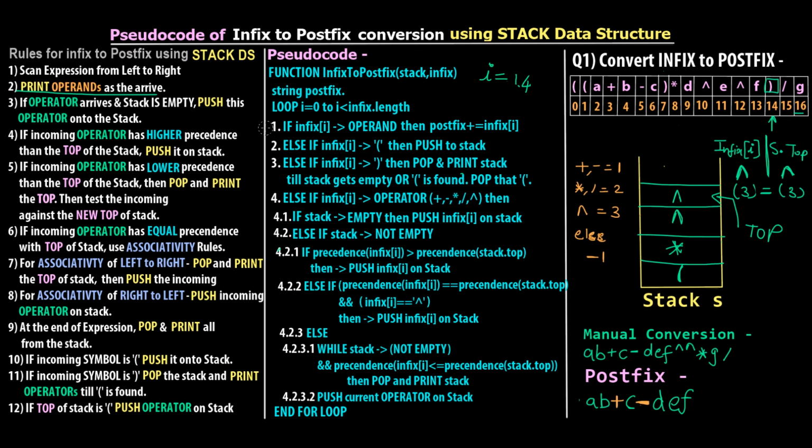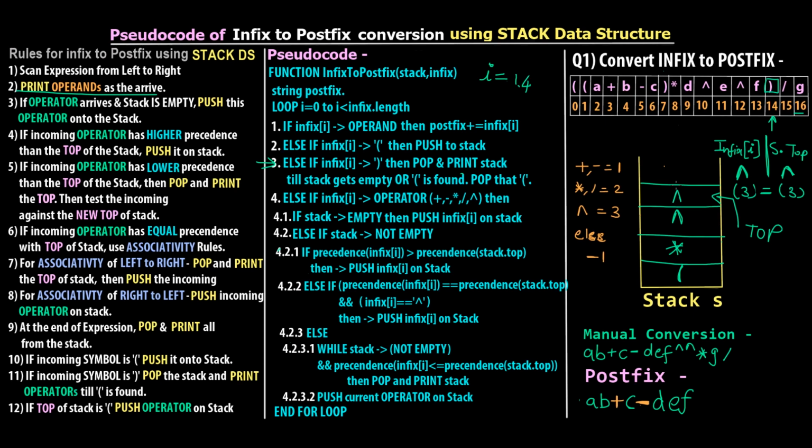So when we get a closing bracket, we come at point number 3. Point number 3 is for closing bracket, right? So if infix of I is a closing bracket, then pop and print the stack till the stack gets empty or an opening bracket is found, and pop that opening bracket. So we have to pop and print all the operators till the stack gets empty or we get an opening bracket.